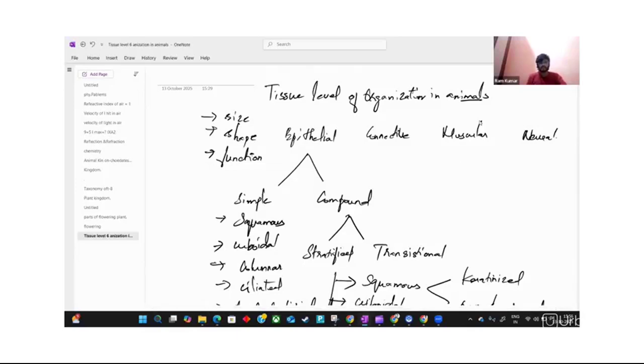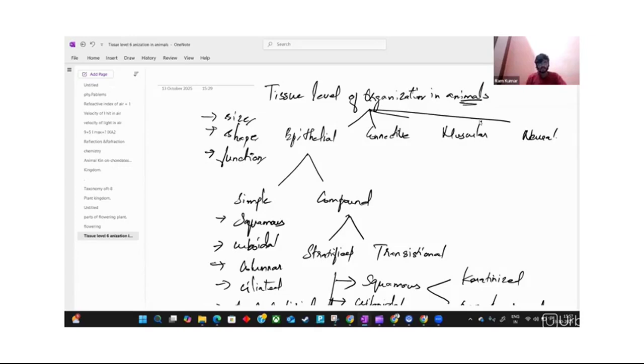So, in previous classes, we discussed the anatomy of flowering plants, which means the tissue level of flowering plants. Now we are going to discuss the tissue level of organization in animals. The tissue level of organization in animals is classified based on size, shape, and function. Based on this, it is classified into epithelial, connective, muscular, and neural.